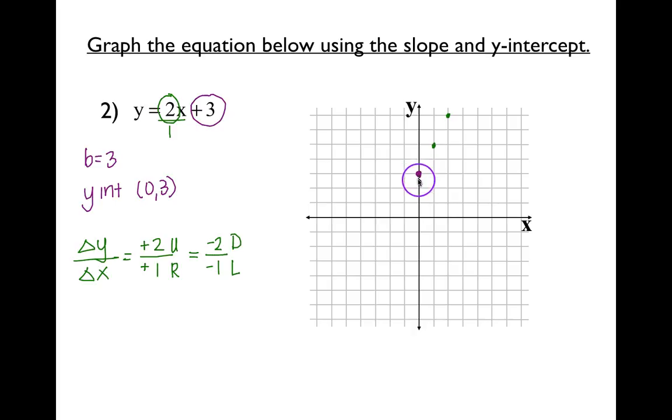So let's try that. 2 down, 1 to the left, 2 down, 1 to the left. Notice I keep going until I fall off my graph. 2 down, 1 to the left, 2 down, 1 to the left, 2 down, 1 to the left. At this point, I have enough points to go ahead and draw in my line. So that's exactly what I'm going to do here. And there you have it.